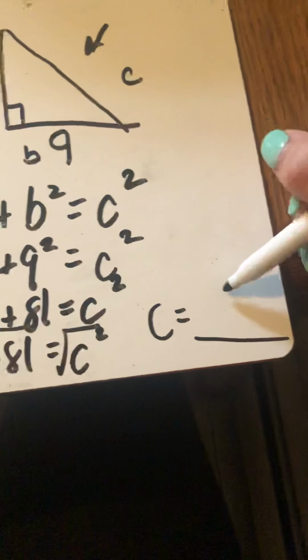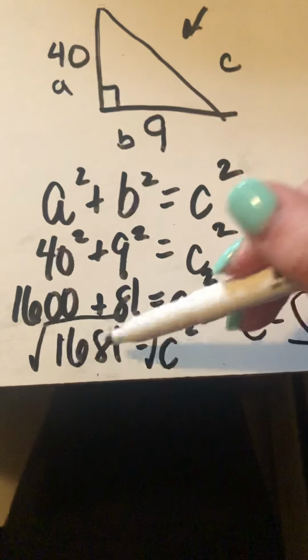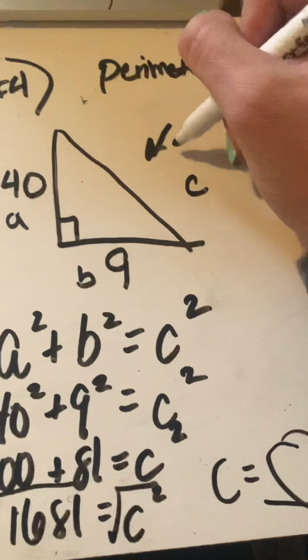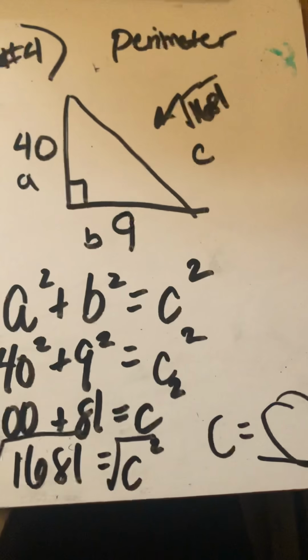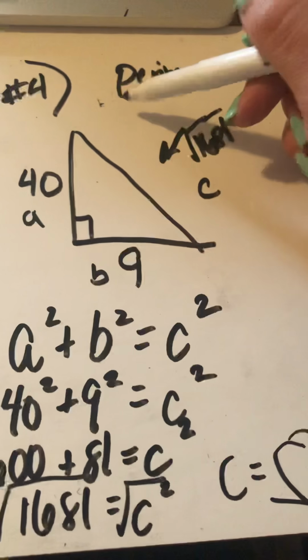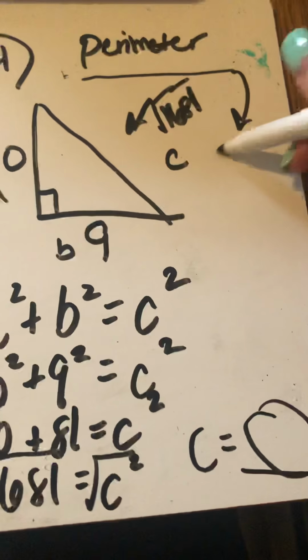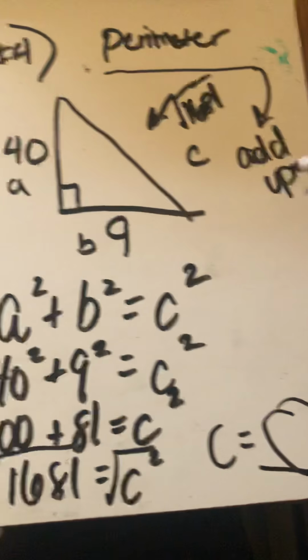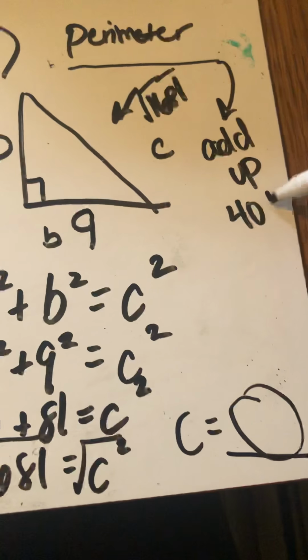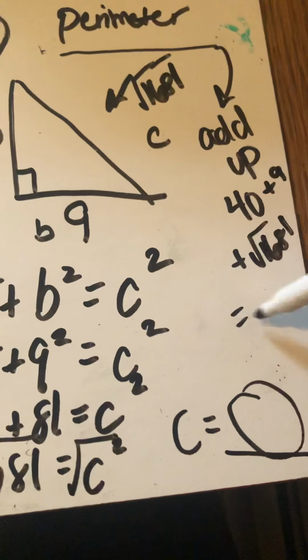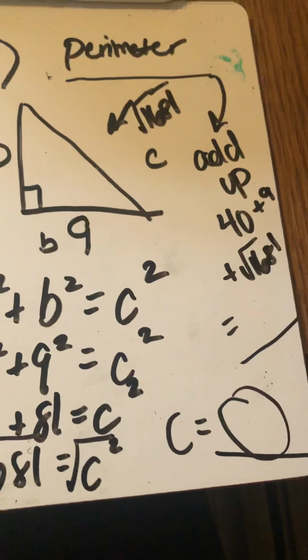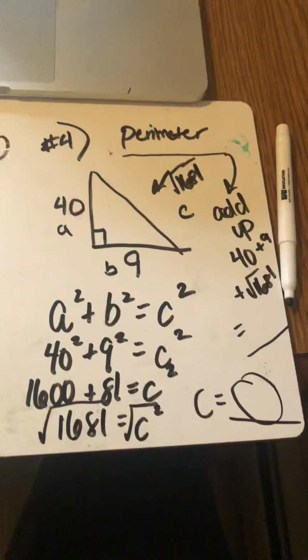Once you find this number, you take the square root of 1681. You're going to put it up here, or you can just keep it as radical 1681. It doesn't really matter. Okay. You want perimeter, so what do you want to do? You're going to add up all sides. You're going to add up 40 plus 9 plus radical 1681 in your calculator to get me a right answer. So that's that work there.